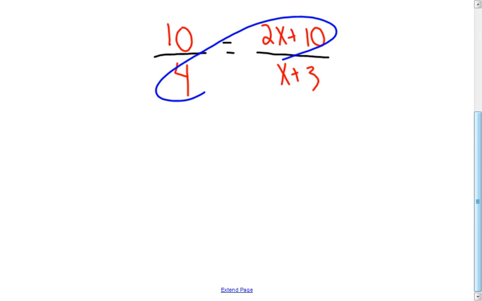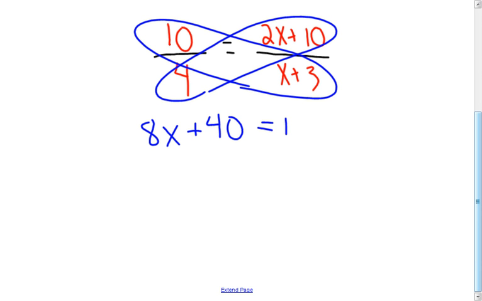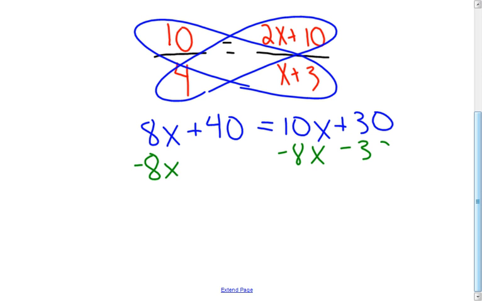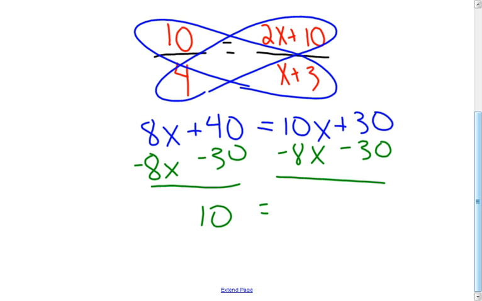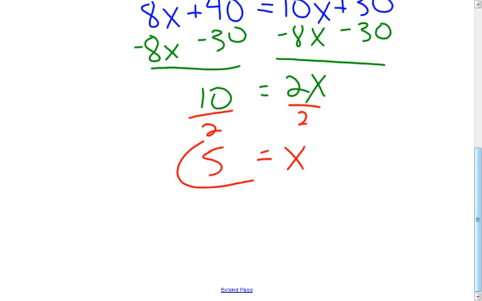Cross multiply this way. I'm going to get 8x plus 40 equal to, and when I cross multiply this way, I'm going to get 10x plus 30. Continue solving my proportion. I'm going to subtract the 8x from both sides, and I'm going to subtract the 30 from both sides, all in this one step. So now I'm left with 10 equal to 2x. Finish this out by dividing by 2, and we just found out that x equals 5.